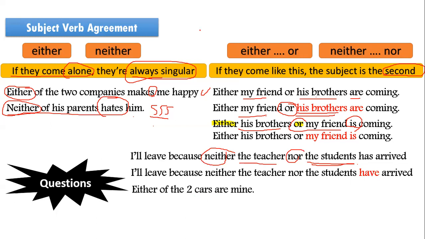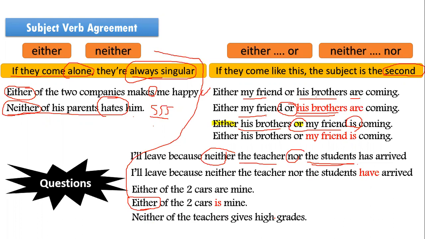Either of the two cars are mine. What about this sentence? This sentence is wrong. The sentence should be either of the two cars is mine. Why? Because here either is coming alone like this. Remember? Alone, they're always singular.